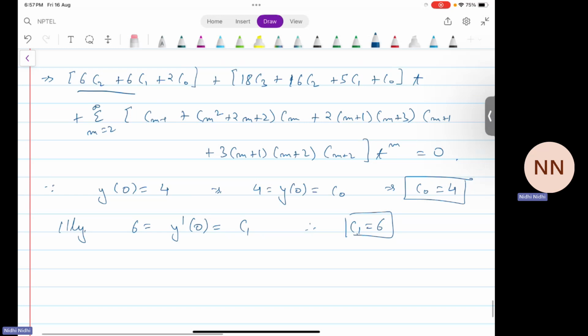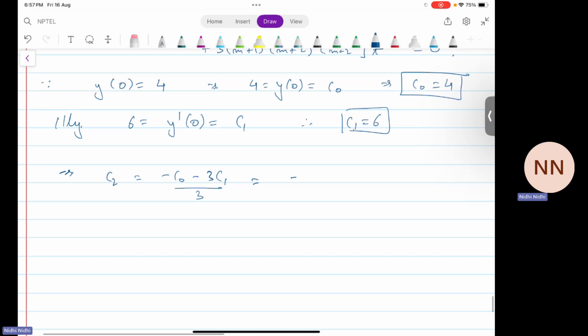Now, from here, what do we have? This implies c2 is equal to minus c naught minus 3 times c1 by 3. What was c naught? 4. Minus 4 minus 3 times 6, which is 18, by 3, which is minus 22 by 3. Therefore, c2 is equal to minus 22 by 3.